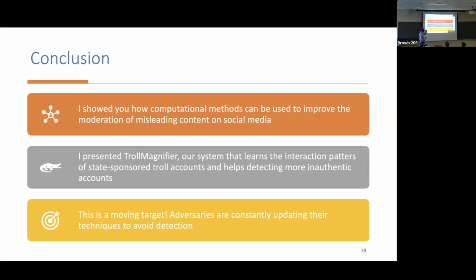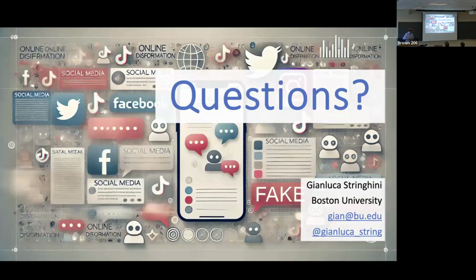And obviously this is a moving target. Every time we develop a mitigation, adversaries will try to evade it and evolve. So, you know, we are not solving the problem, we are just raising the bar, and we will need to think about where to go next. And with this, I'm done and I'm open to questions.